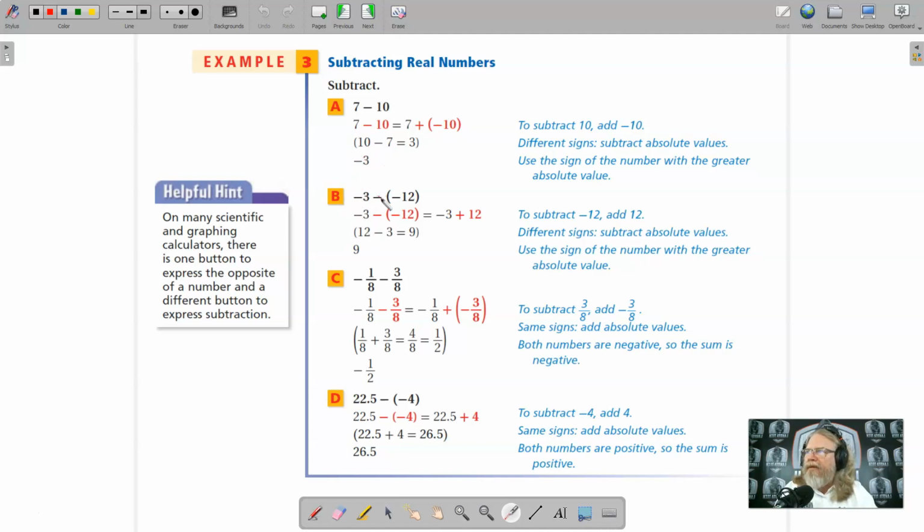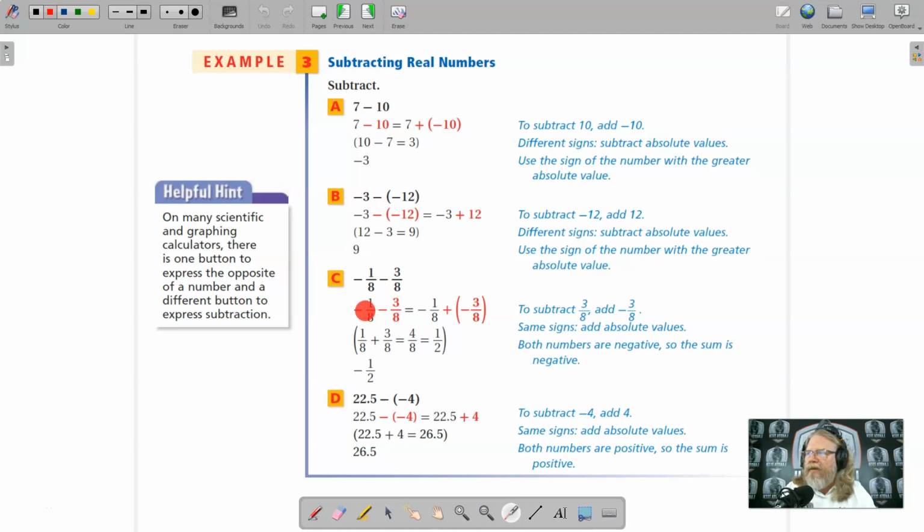Example B, negative 3 minus negative 12. Well, a whole lot of negative signs there, right? So we're going to keep the negative 3. We're going to change from subtraction to addition. And we're going to take the opposite of negative 12, which is positive 12. Now we have two values that we're adding together, in which one's negative, the other one's positive. So 12 minus 3 is 9. And in this case, 12 has a greater absolute value and it's positive, so the answer is going to be positive.